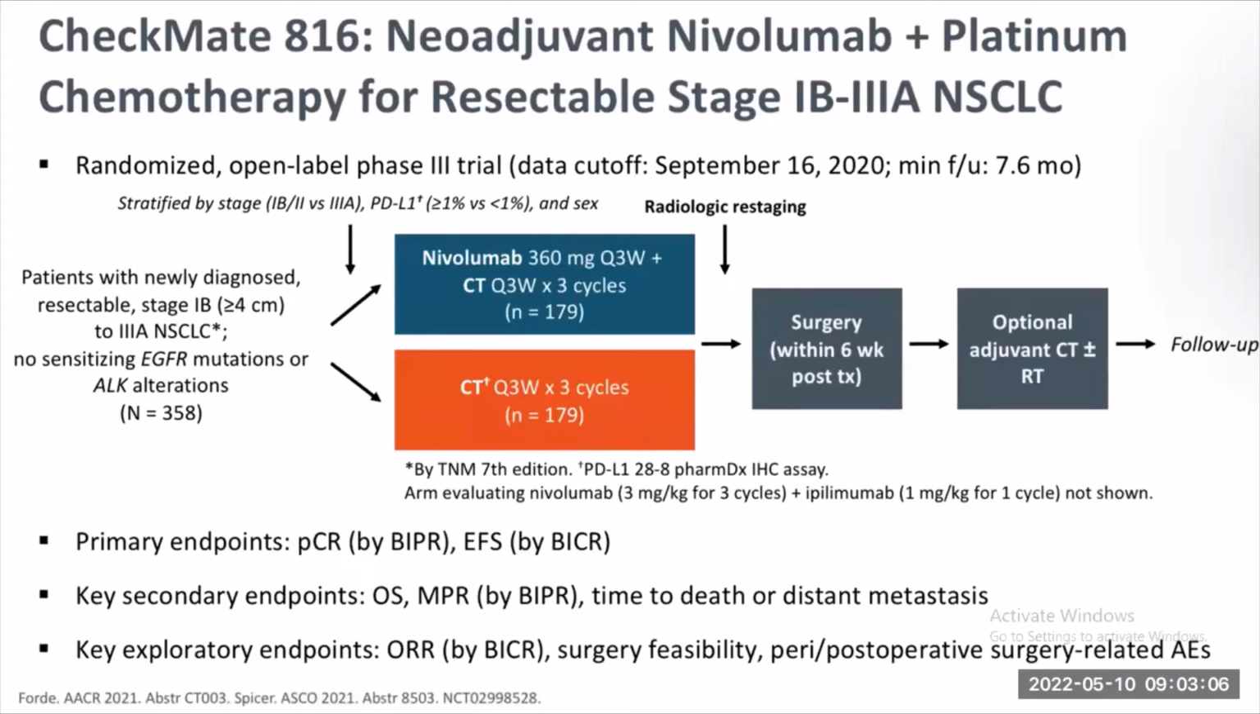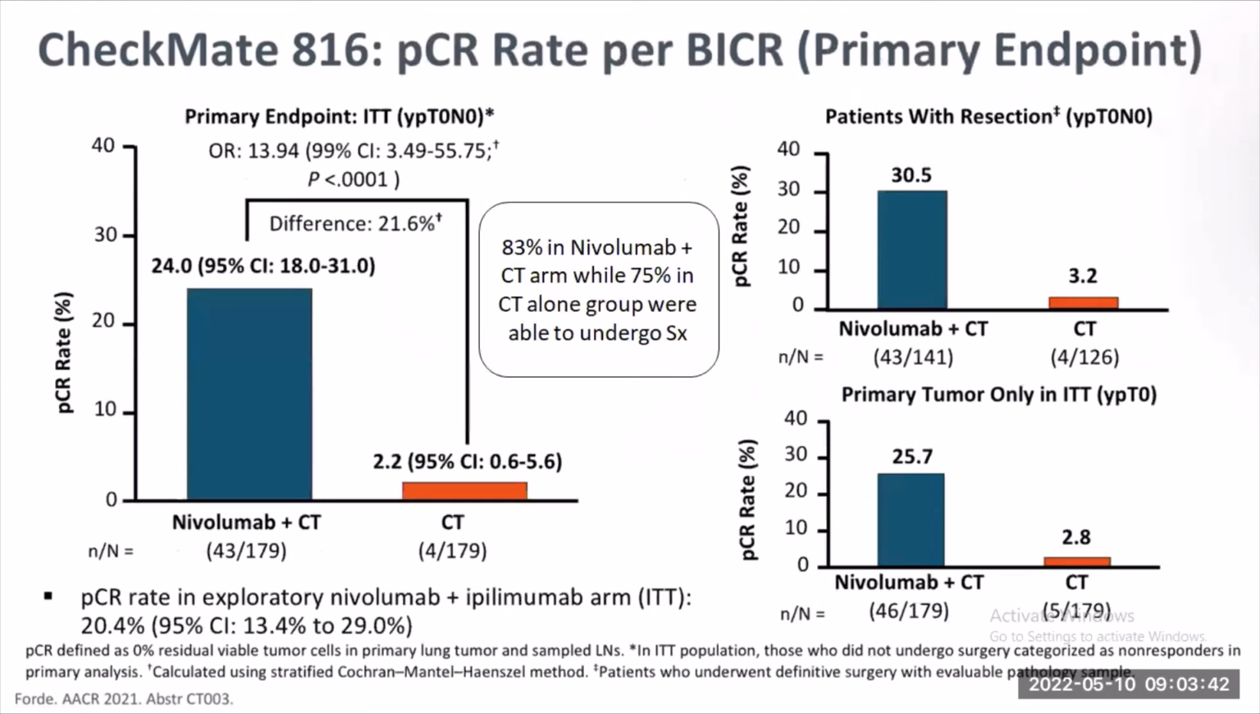Then the patients were re-evaluated and radiological restaging was done, and patients went for surgery within 6 weeks post completion of chemotherapy. Then on the basis of histopathological reports, the patients received adjuvant chemotherapy plus or minus radiotherapy. Primary endpoints were pathological CR and event-free survival. Key secondary endpoints were overall survival, then the time to death or distant metastasis. Key exploratory endpoints were overall response rate, surgical feasibility, and peri- and post-operative surgery-related adverse events.